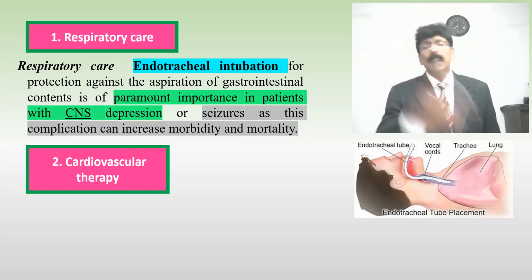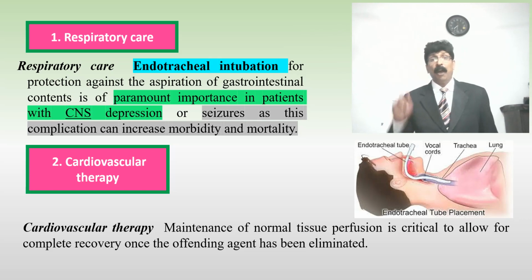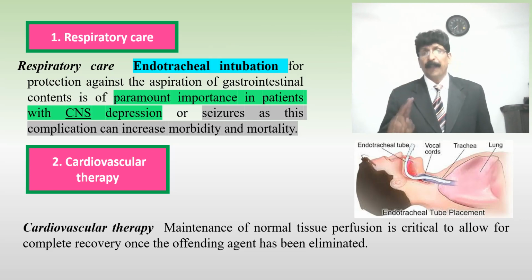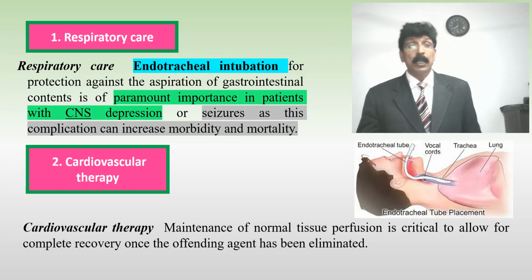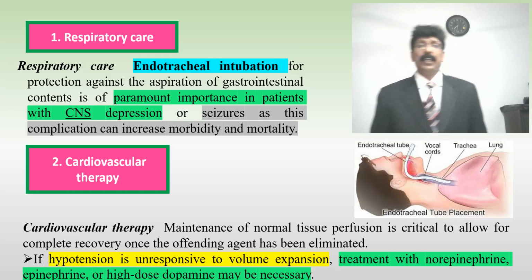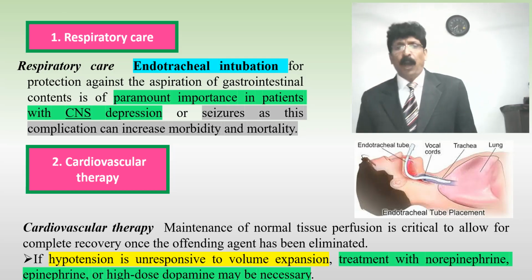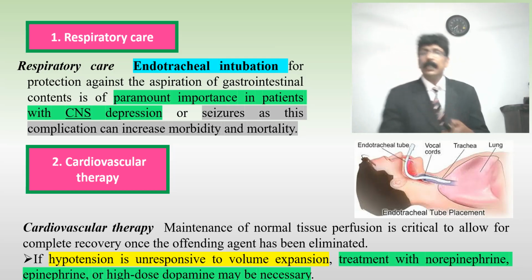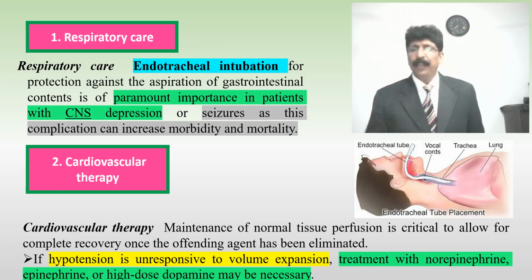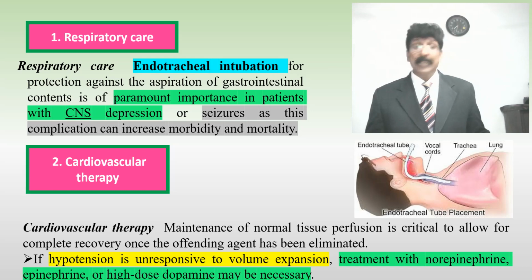Number 2, cardiovascular therapy as supportive care. Maintenance of normal tissue perfusion is critical to allow for complete recovery once the offending agent has been eliminated. In hypotension unresponsive to volume expansion, treatment with norepinephrine, epinephrine or a high dose of dopamine may be necessary as additional cardiovascular therapy.